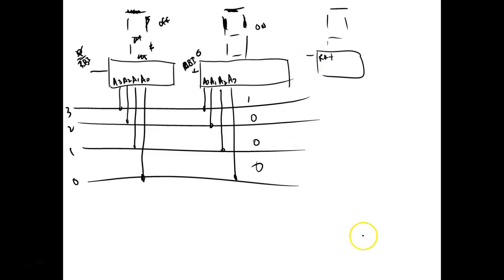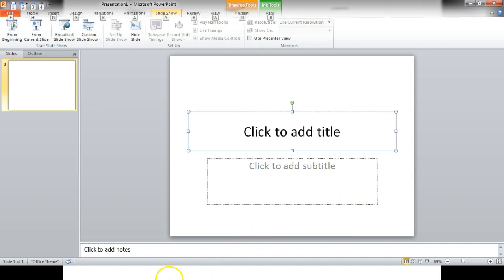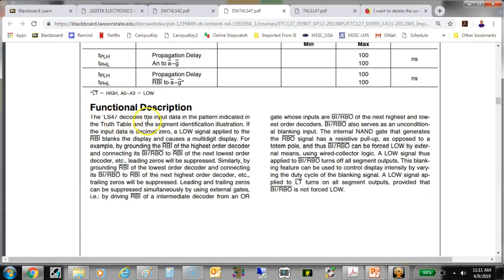So this is ripple blanking. So let's look at the explanation on the other things. So we know about lamp test. Lamp test is going to turn on, make all the outputs go low. The 7447 decodes the inputs, data, and patterns, and indicates a truth table for the segments and illustration. It says a low signal applied to the ripple blanking input blanks the display and causes a multi-digit. It causes the multi-digit, for example, and we looked at that, right?